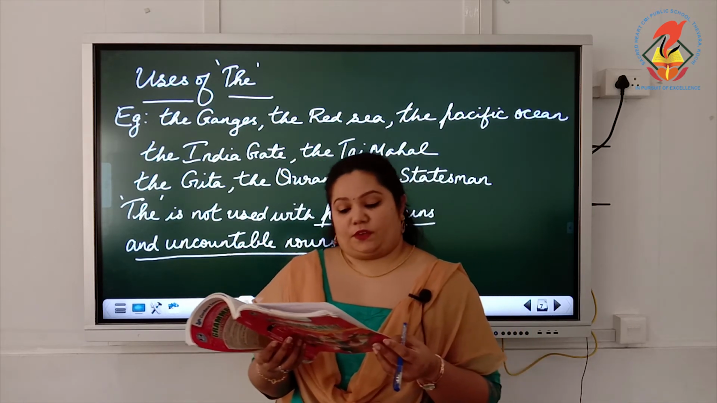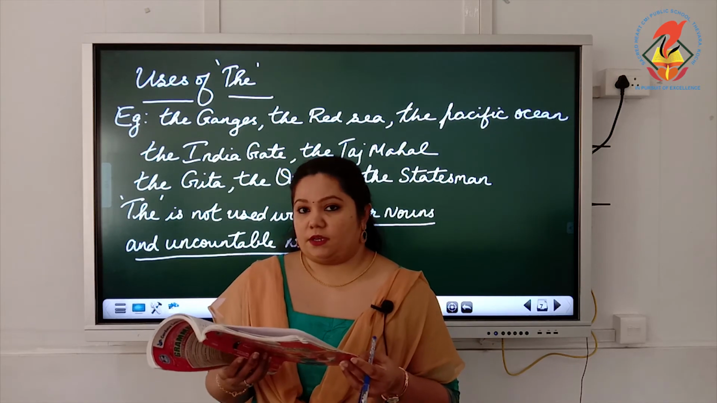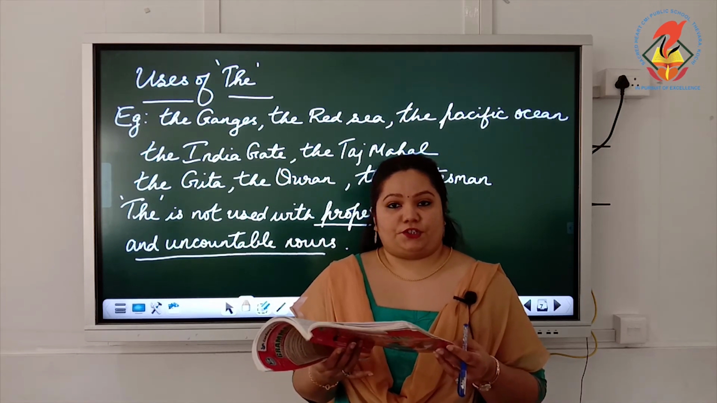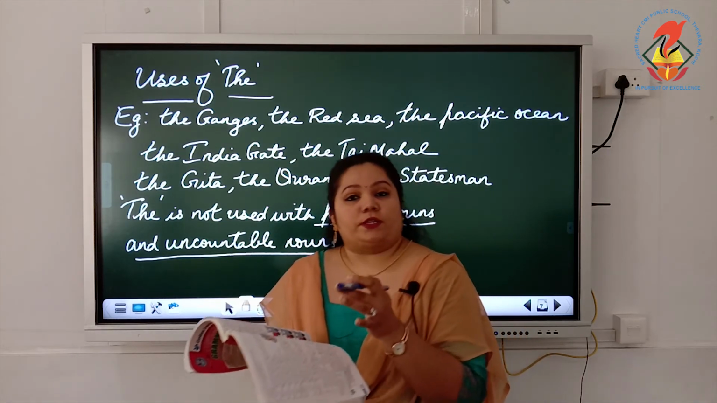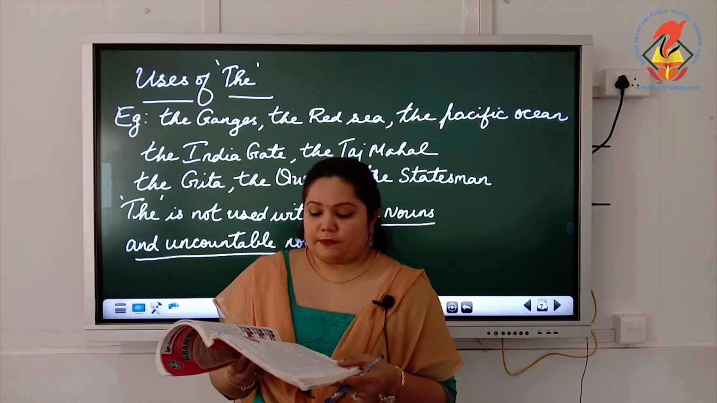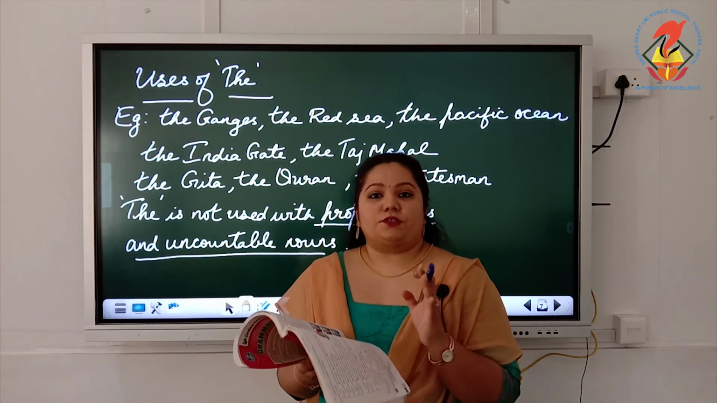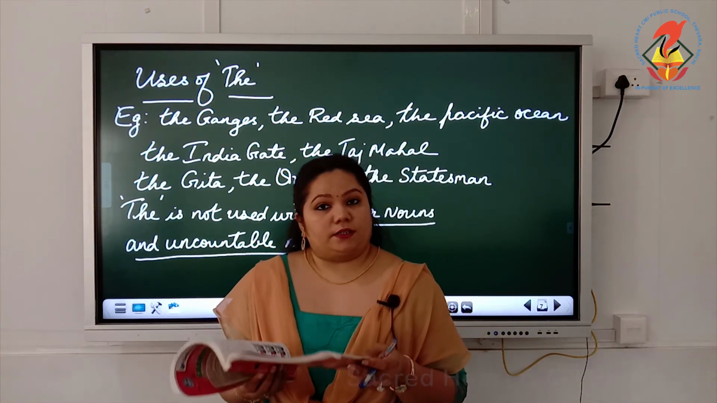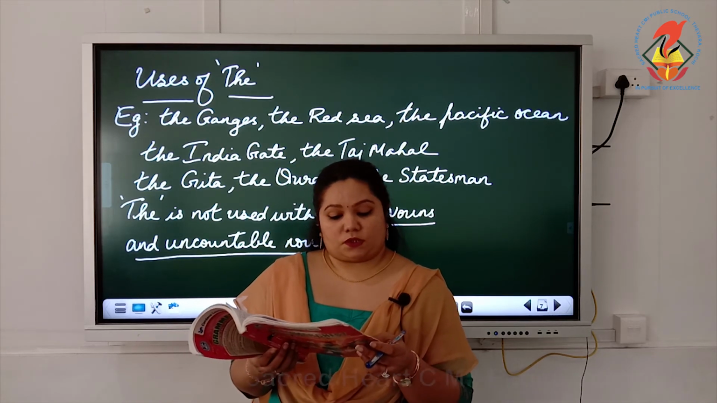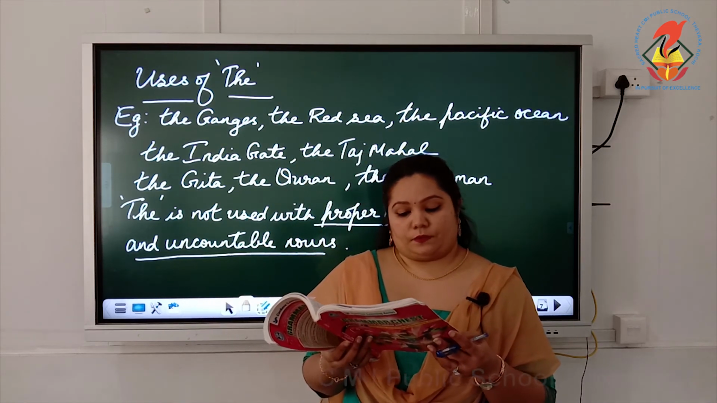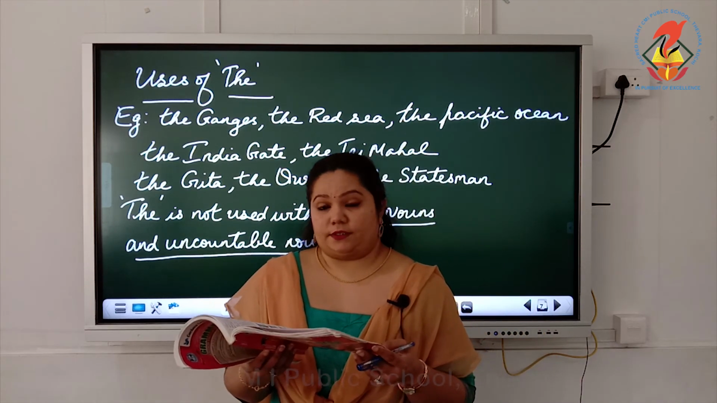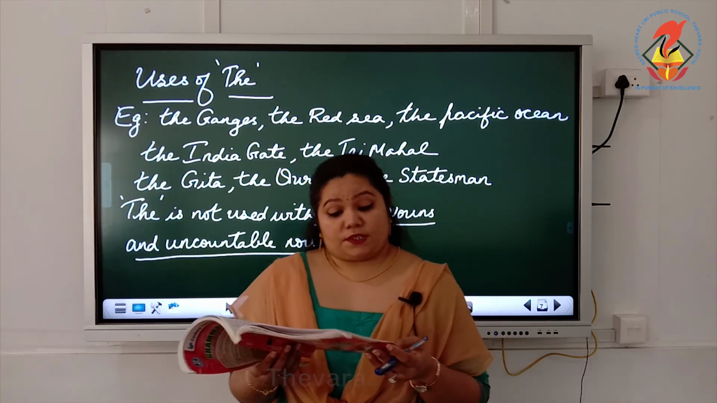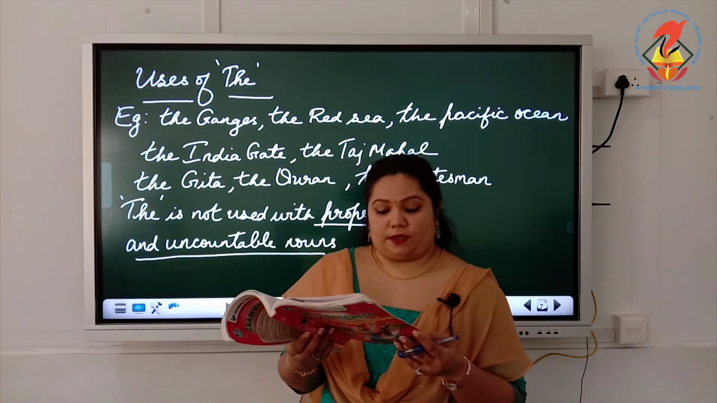The is not used with the following, that is with proper nouns. Example, we never say the Sonali Sharma. We don't use the before the name of a person, a proper noun, right? And we never use the before a particular country's name. Like we never say the India. So the article the is not used before proper nouns and also with uncountable nouns. Like we don't say the sugar and the iron, right? But we use the with such nouns when they are made particular, right?